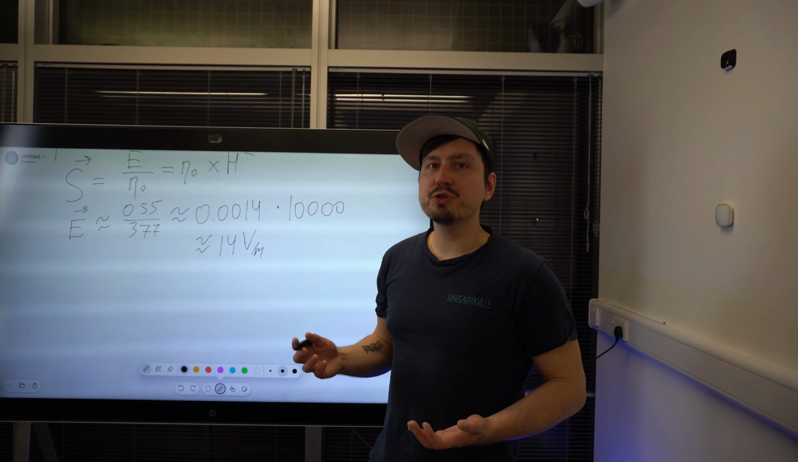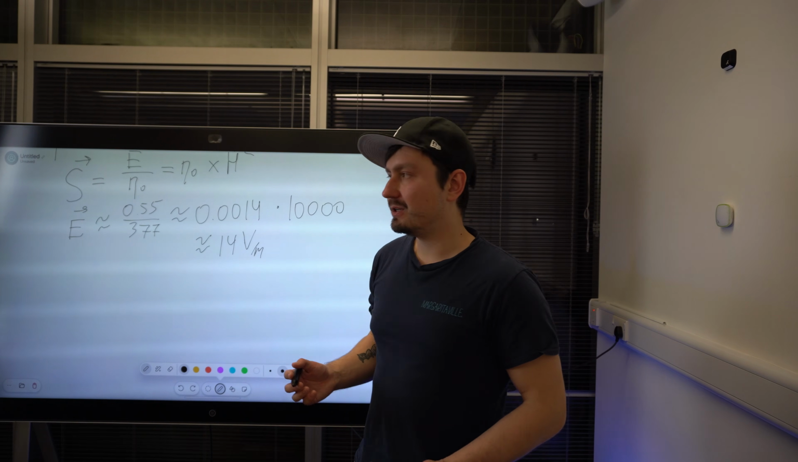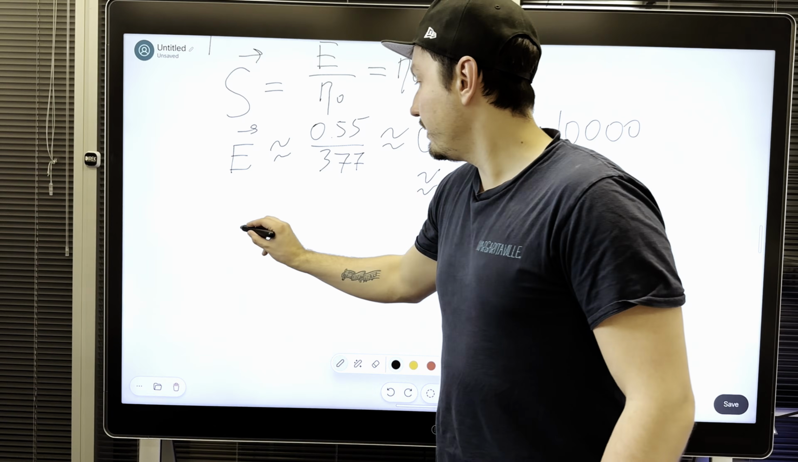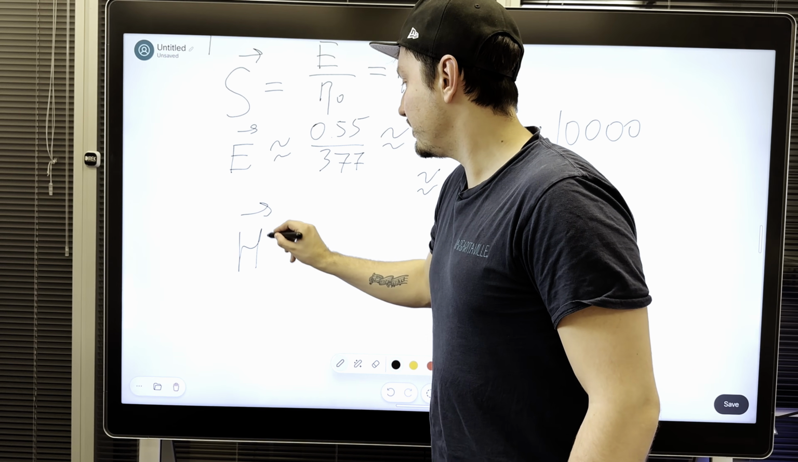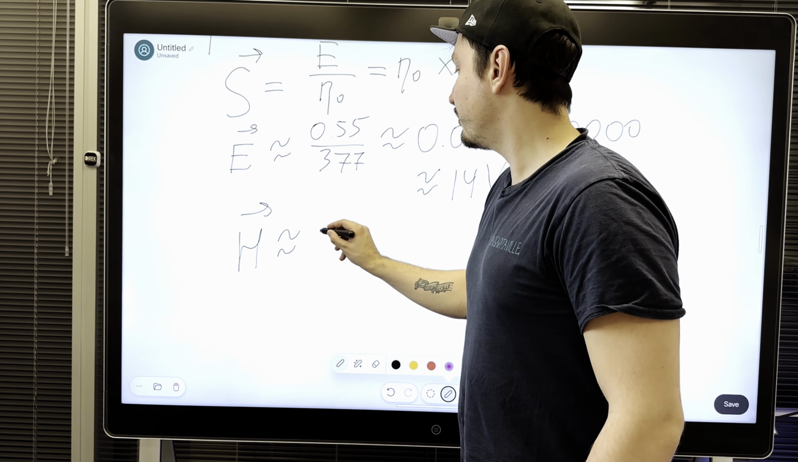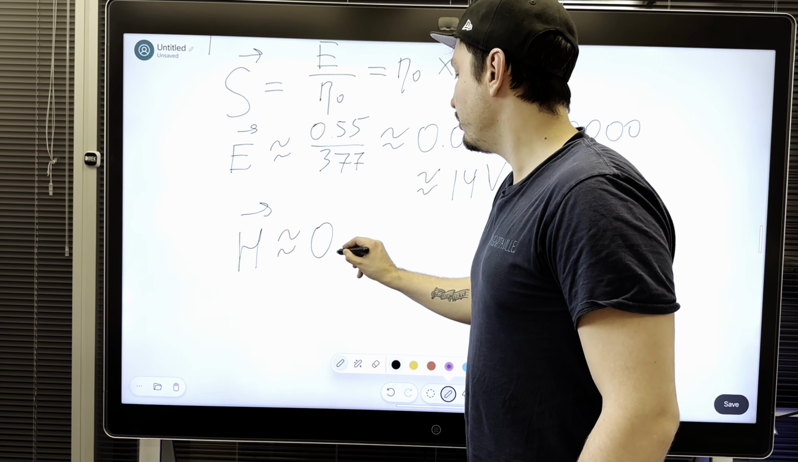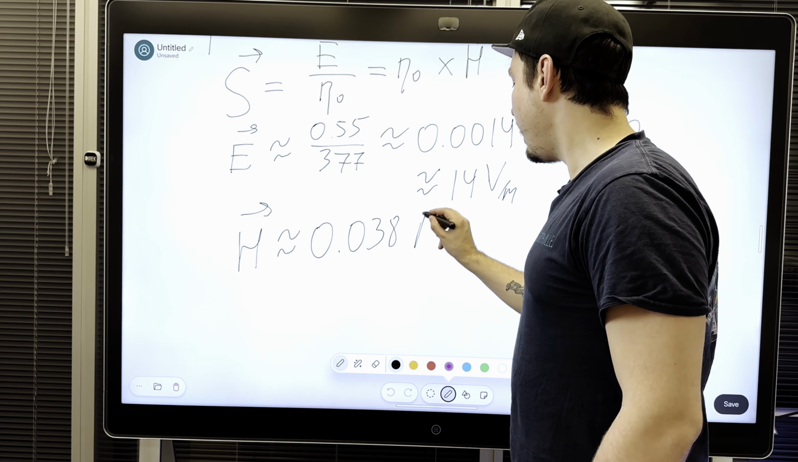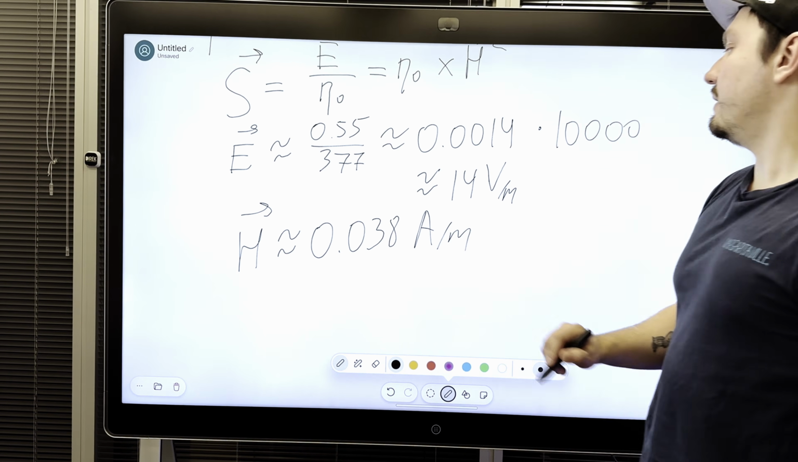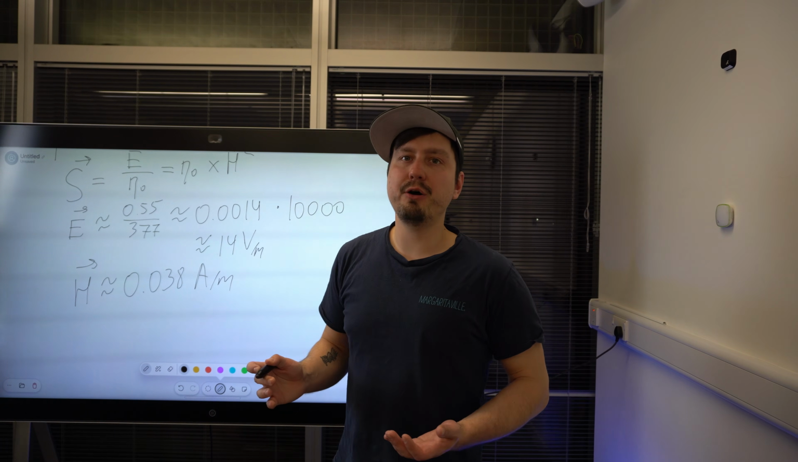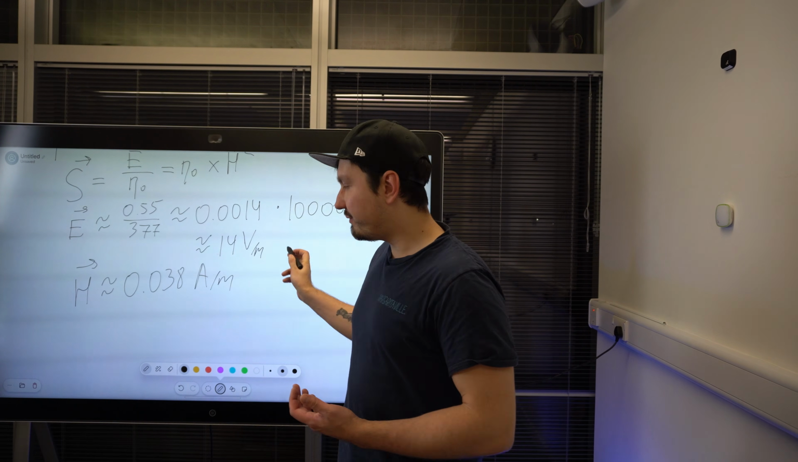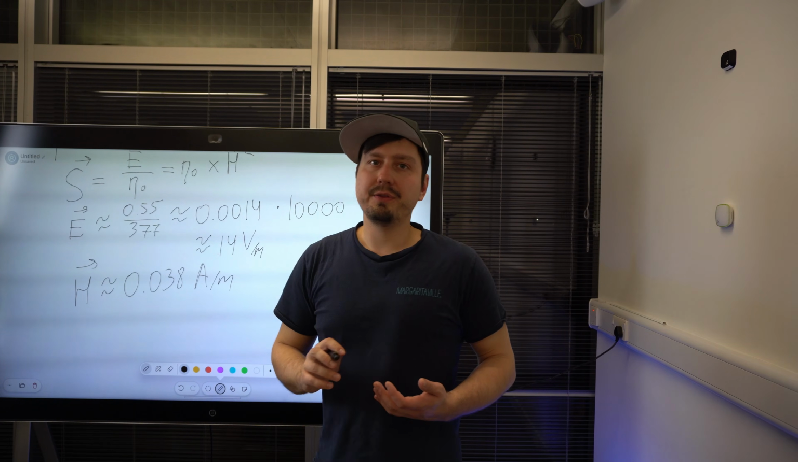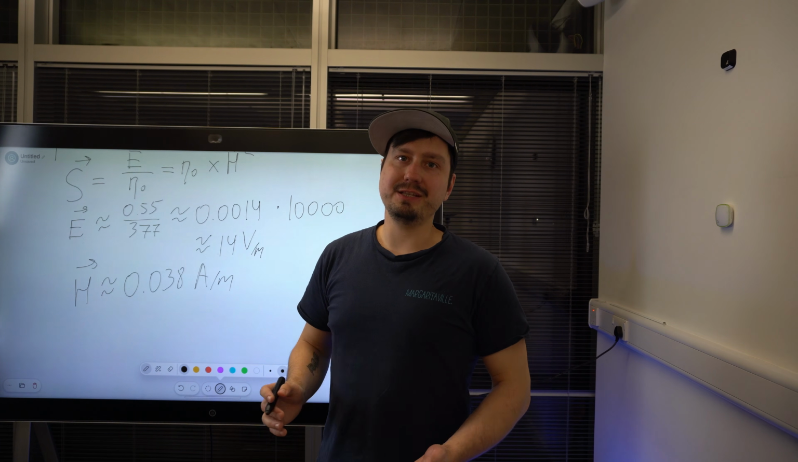So now we can also calculate the magnetic field intensity in accordance with the same formula, and that is going to be expressed as H, and it will be approximately equal to 0.038 amps per meter. So there you have it. We have now obtained the electric field intensity and the magnetic field intensity from the electromagnetic power density.